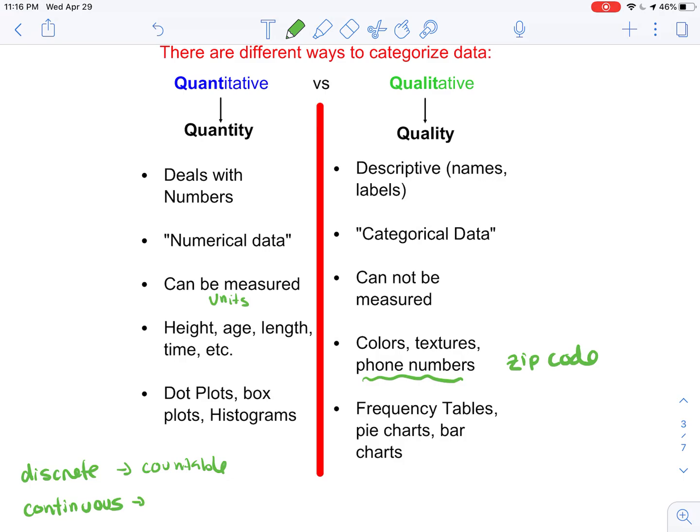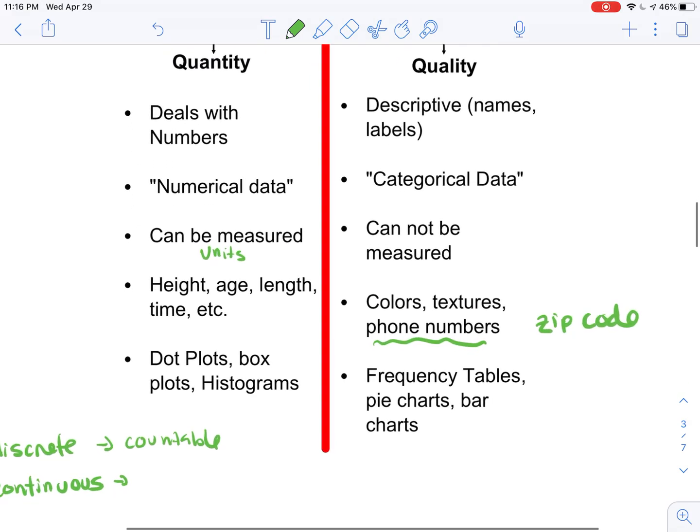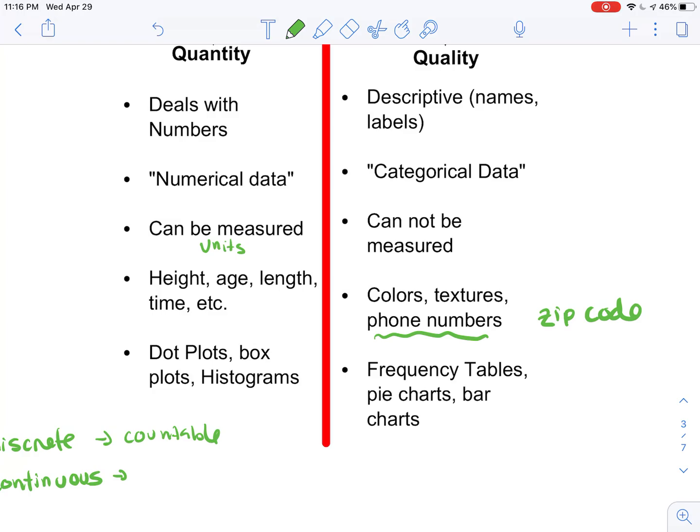It's really a description of where you live. Okay, so be careful and be wary of those numbers that don't calculate or cannot be measured in any way. Okay, because those are actually going to be surprising and considered qualitative data, not quantitative.